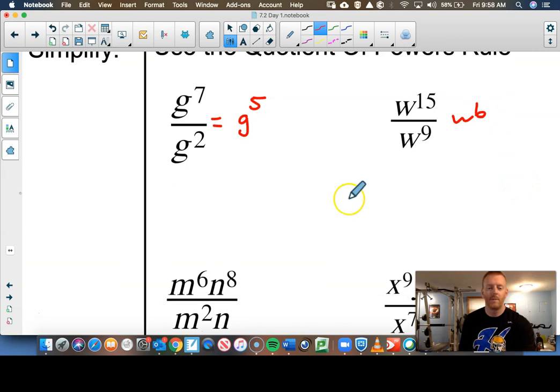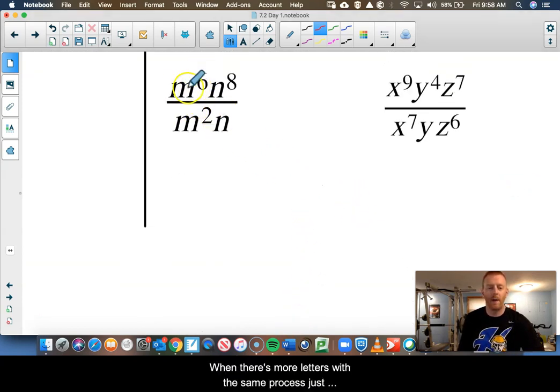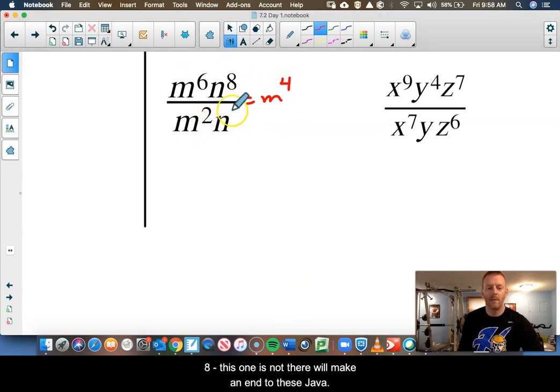When there's more letters, it's the same process. Just have to make sure we match our letters. So I can do m's minus m's and n's minus n's. So I'll have a 6 minus 2, which makes an m to the 4th. And 8 minus this 1 that's not there, we'll make an n to the 7th.